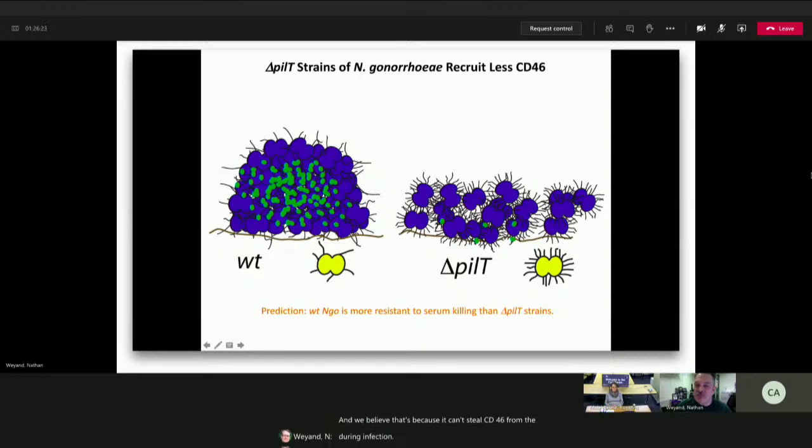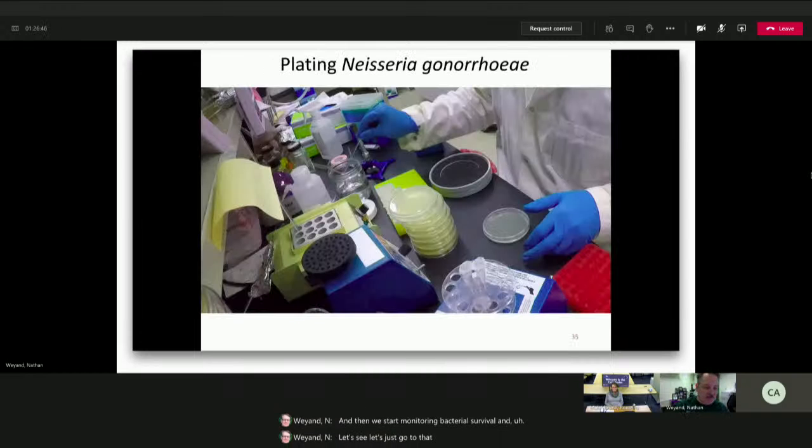So I'm going to show you another movie now. What I'm going to be showing you is the processing of samples after we've added bacteria to human cells, let the cells infect for a period of 3 to 5 hours, and then we add human serum, which has complement, and then we start monitoring bacterial survival. And let's just go to that. If you see anything in this movie that you want to ask me about, like a piece of equipment or what I'm doing, put it in the chat.